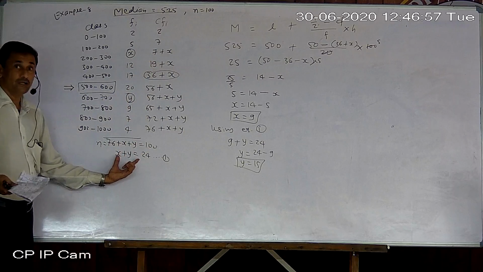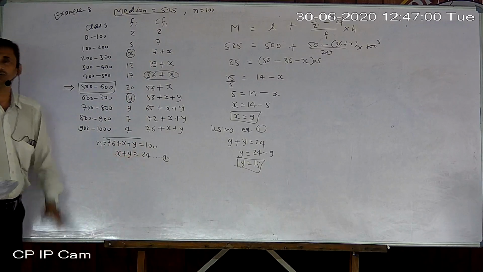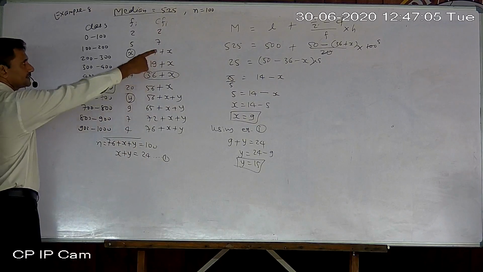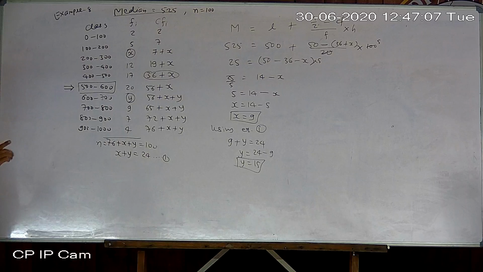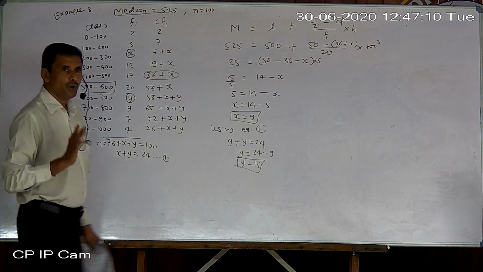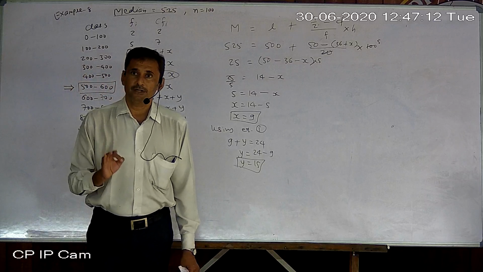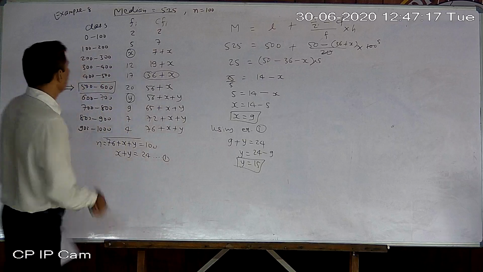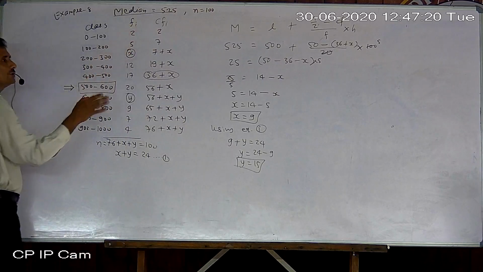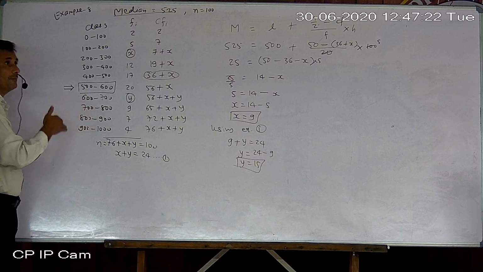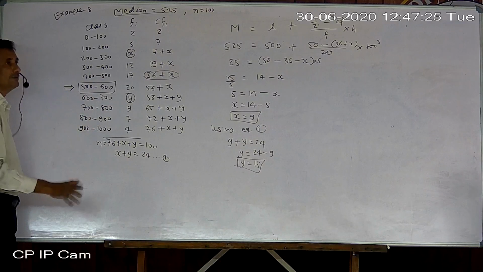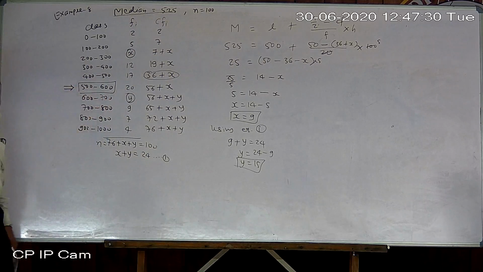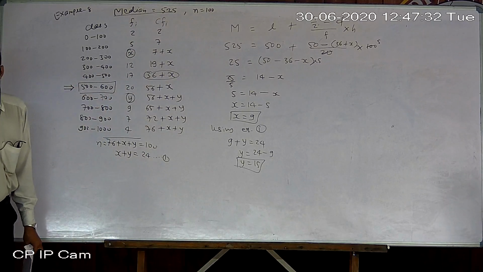So we find equation number 1, x plus y equals 24. Now after doing that, just start your process. One important thing here is, don't try to find the median class. Median is given, so the median class is also given. So directly locate the median class. No need to find n by 2 and go through n by 2 and find the median class. That is not possible even here. So if median is 525, then obviously the median class is 500 to 600.